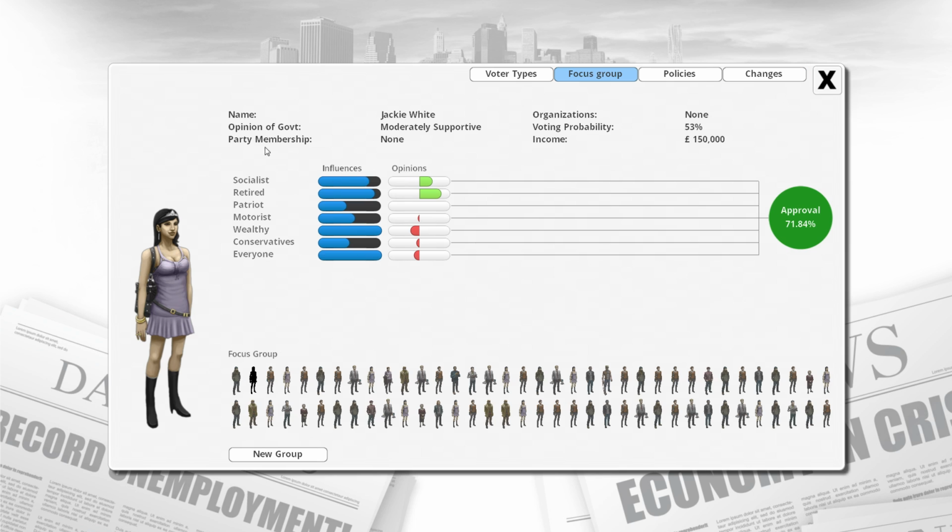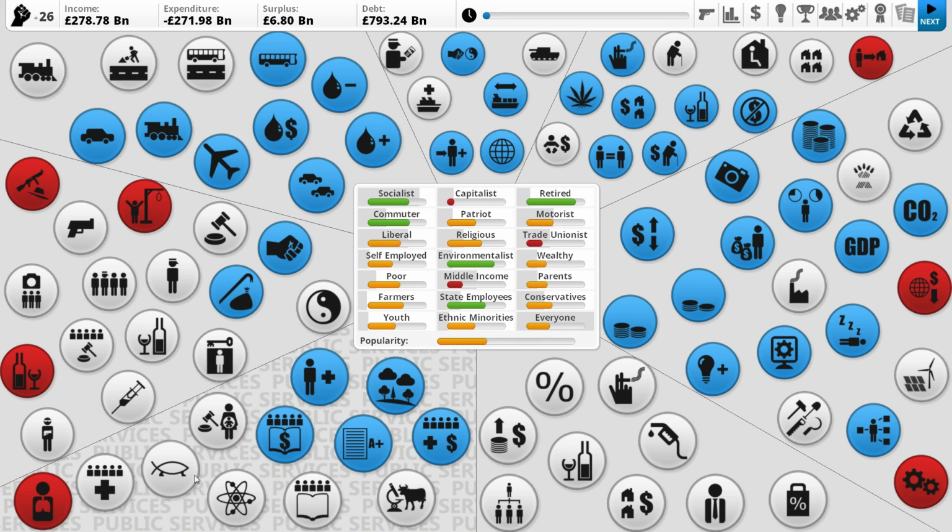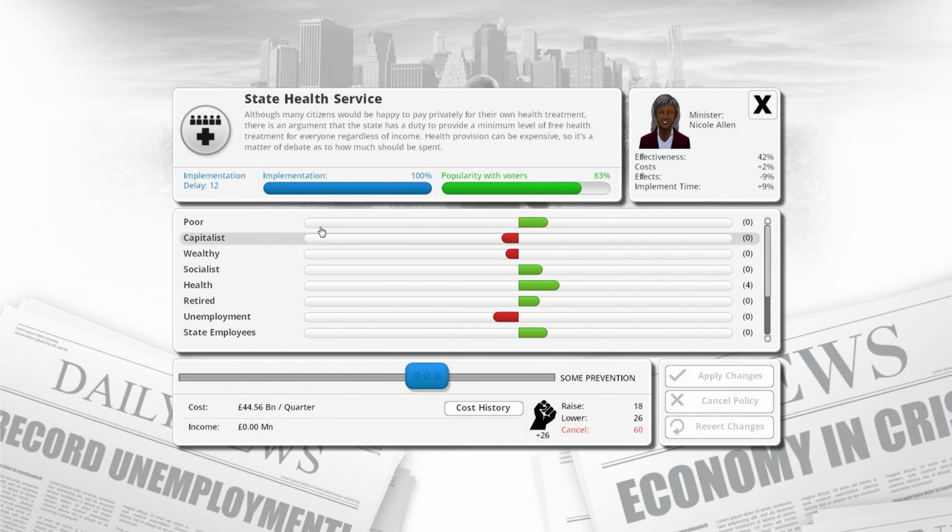So if you implement state healthcare, for example, I assume that is already implemented, I haven't checked yet, that is a socialist point that will be very much appreciated, but I don't think that the wealthy people will approve. Let me check. Is this state healthcare? Yes, and as you can see, the wealthy people don't like it, and the socialists like it very much.